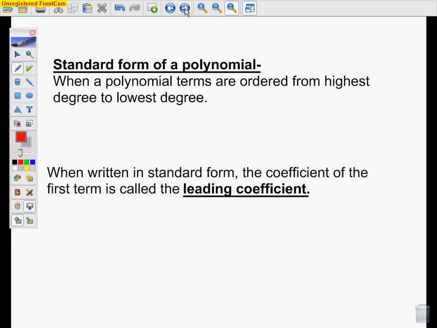Great. All right, standard form of a polynomial. That's when a polynomial's terms are ordered from the highest degree to lowest degree. And also something you should know is that when the polynomial is written in standard form, the coefficient of the first term is called the leading coefficient. Remember, for example, if you have something like 3x to the 7th, the coefficient would be the 3. The coefficient is the number that's attached to the variable. Okay, that's called the coefficient.